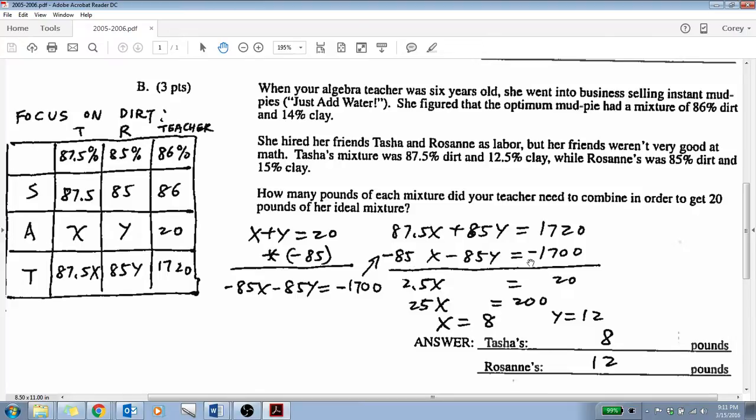So I write that right here underneath the other equation that I had. So then now I can add them together. When I do that, the y's will cancel. I'm left with a 2.5x, and then left with a 20 on the right side of the equation. So multiply both sides by 10 to get rid of the decimal. 25x equals 200. So divide both sides by 25. X will equal 8. And if x is 8, then y would have to be 12, because x plus y equals 20. So Tasha's is the x, so it's going to be 8 pounds for Tasha, and then Roseanne is going to have 12 pounds.